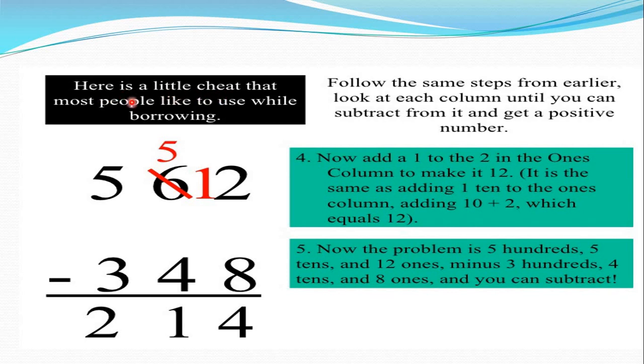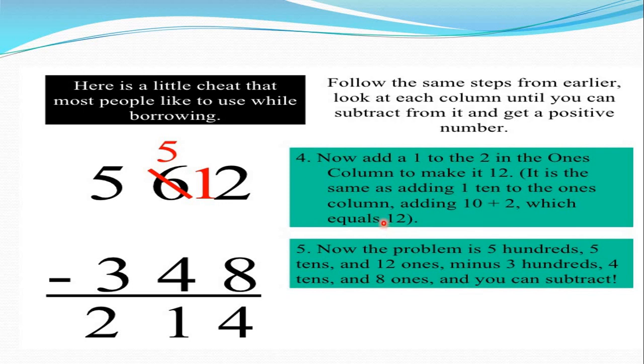Okay, I am explaining here again. Here is a little cheat that most people like to use while borrowing. Most students use it while borrowing. Understood? Follow the same steps, looking at each column until you can subtract from it and get positive numbers. Not that we are doing minus numbers. Okay, positive means like that. Now add a 1 to that 2 in the ones column to make it a 12. It is the same as adding 10 to the ones column, 10 plus 2, which equals 12.